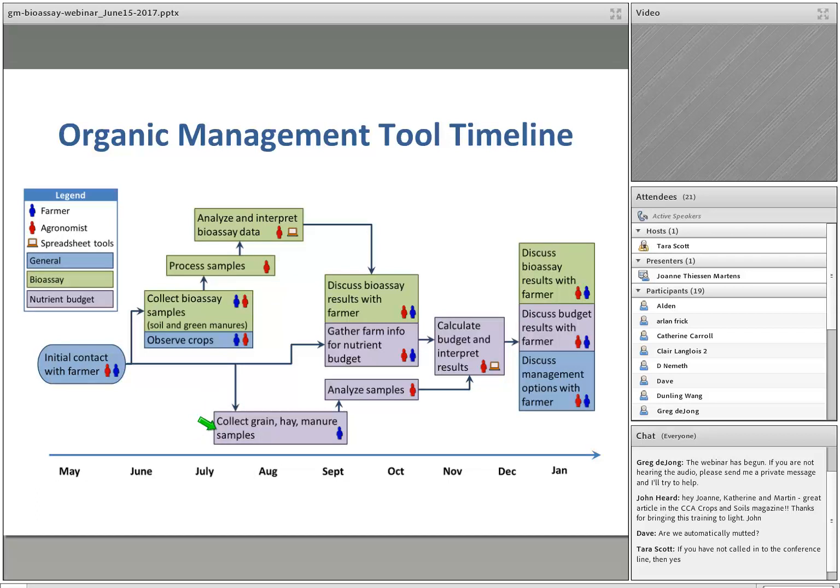You'll see the purple rectangles are the nutrient budget tool, so that happens a little later in the year. And then at the end of the year, over the winter, is when discussion of all the results and discussion of the management options with the farmer can occur. We'll come back to this later, but I just wanted to give you an overview of how those tools fit together into one season of working with a farmer.